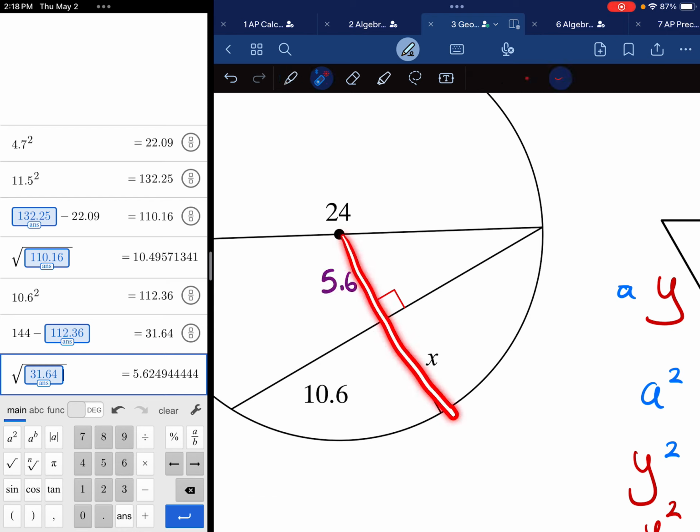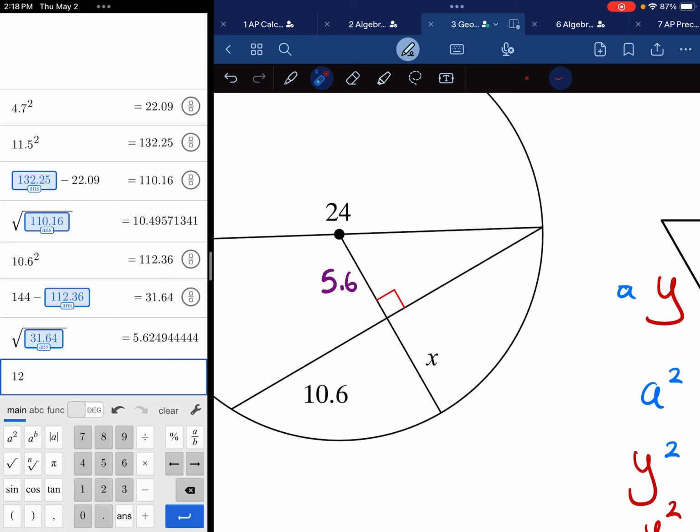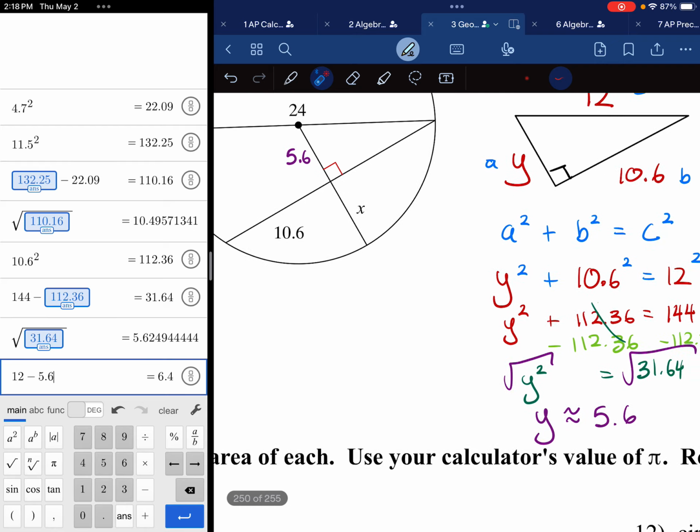Which means this entire length is half of 24. This entire length is 12. We're going to do 12 minus 5.6 to find x. If you don't know how to do that, you can use a calculator. 12 minus 5.6 is 6.4.